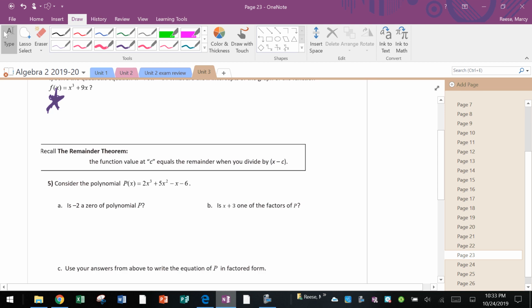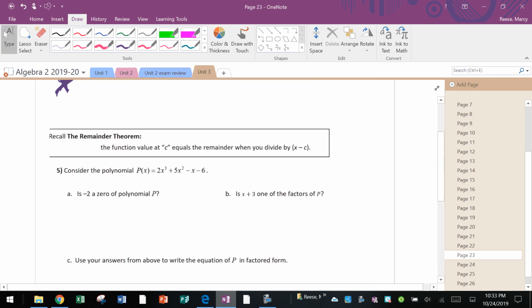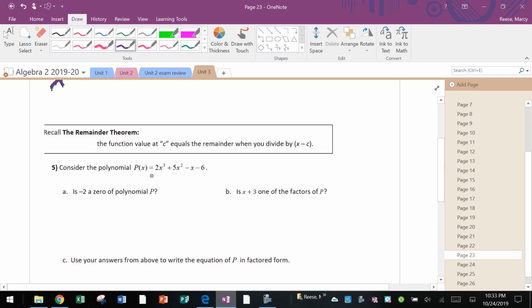All right, so I'm just going to give you a little recall here on the remainder theorem. Remember that the remainder theorem is the function value at c equals the remainder when you divide by x minus c. So, for example, consider the polynomial here. P of x, right? I got a new one. Take a minute and put this into y1. I'm waiting for you. Put that in y1.